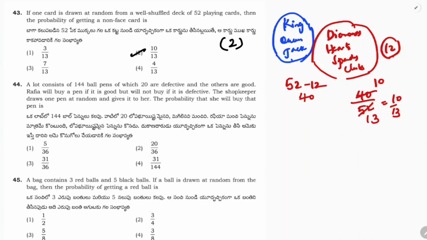Next one. A lot consists of 144 ball pens, of which 20 are defective. So total 144.